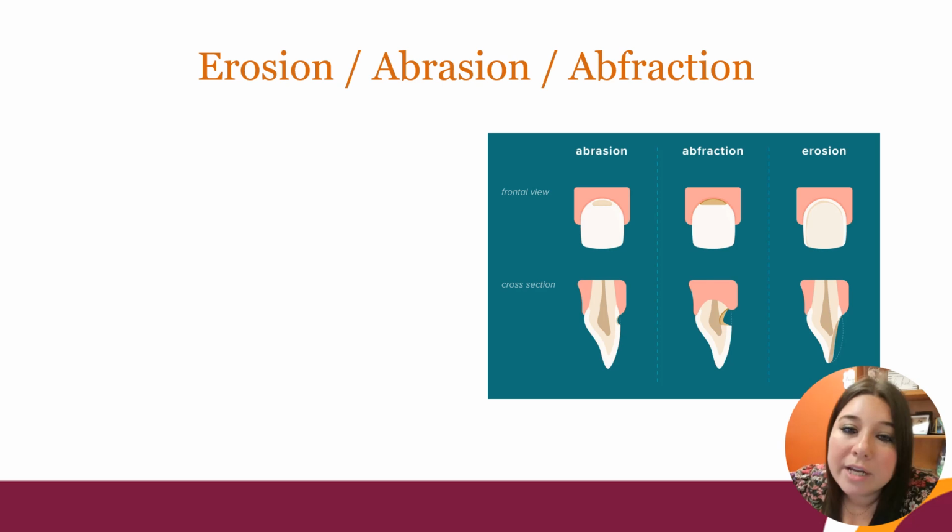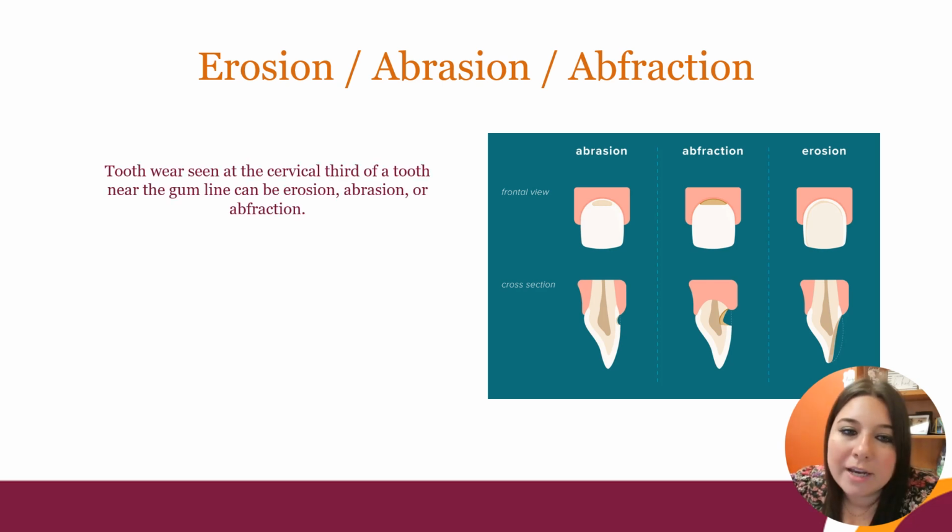Next is erosion, abrasion, and abfraction. This is tooth wear seen at the cervical third of a tooth near the gum line. It can be any of all 3 of these options, and they all occur for different reasons.